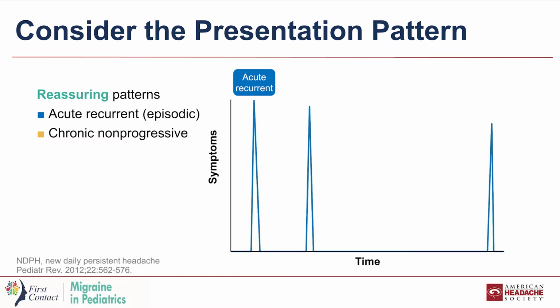If they start to come more and more frequently, you may develop a chronic non-progressive pattern of headaches. So in this case, they may have some days that are good and some days that are bad, but overall, the trajectory of their headache problem has been pretty stable for several months.